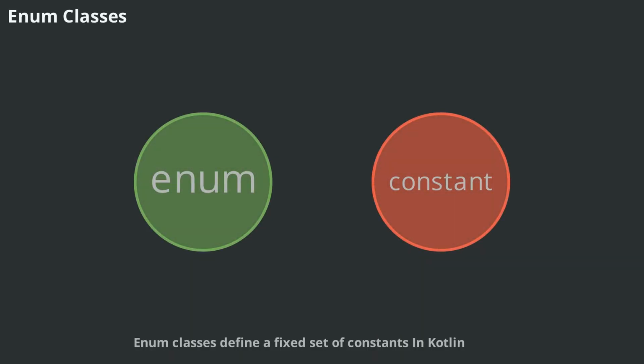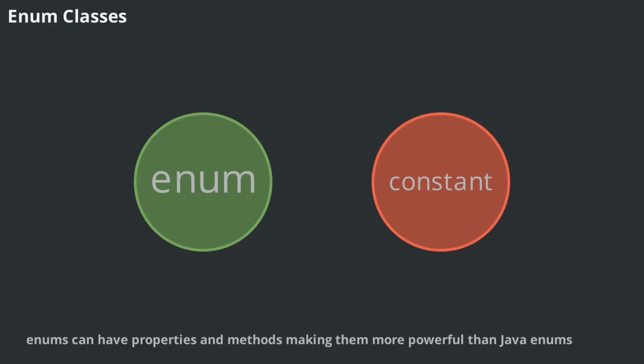Enum classes define a fixed set of constants. In Kotlin, enums can have properties and methods, making them more powerful than Java enums. Use them for representing a closed set of options, like colors or states.